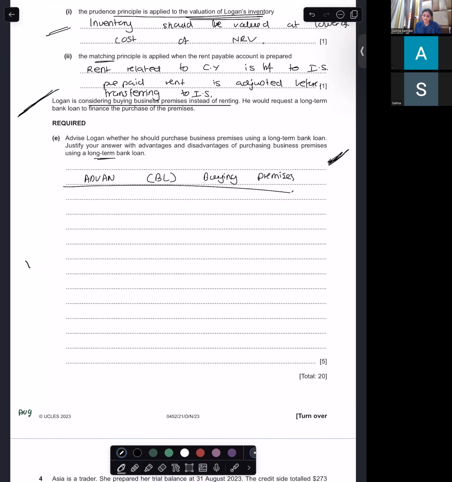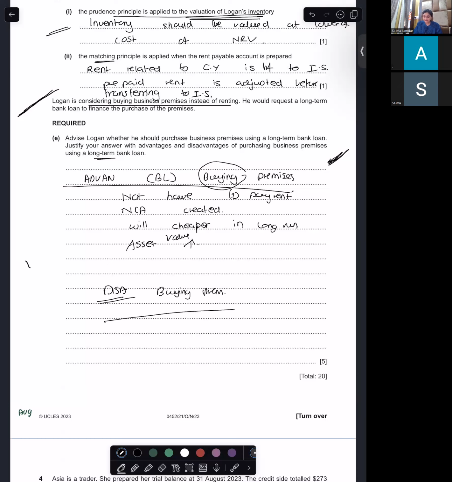Advantages: the business will have more time to pay off its debts for the loan. If he is taking a loan and buying the premises, he will not have to pay rent. A non-current asset would be created. It will become cheaper in the long run. Yes, Miss. Asset value will increase. What are the disadvantages of buying premises using a bank loan, right?